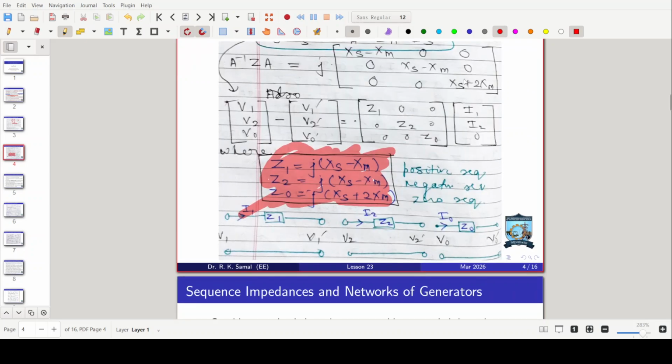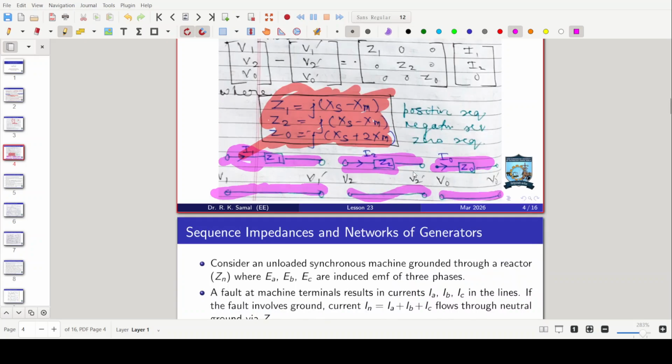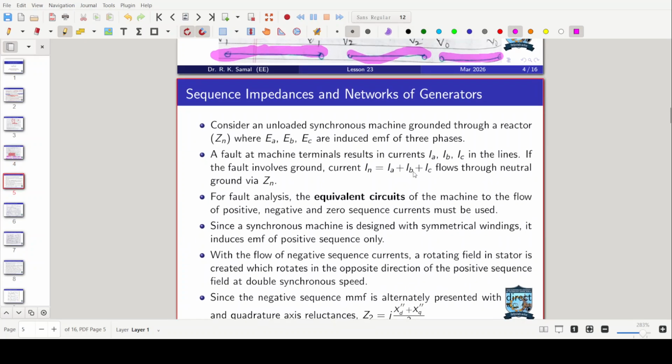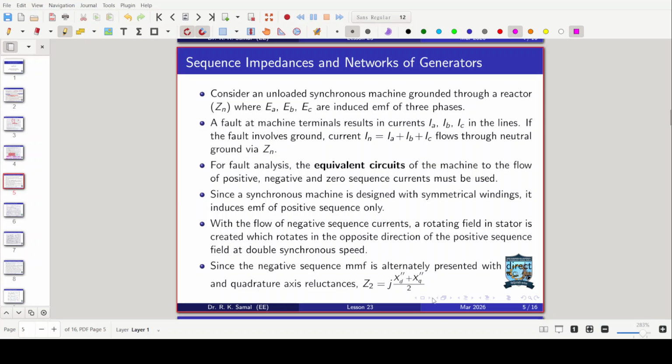Based on this, we can have the sequence network of a transmission line. So this is the sequence network of a transmission line. For any transmission line, you will represent it by means of such sequence networks, which you will have to use while computing the unsymmetrical fault currents. So transmission lines are over. What is the conclusion? That positive and negative sequence impedances of a transmission line are identical, and the zero sequence impedance is XS plus 2XM.